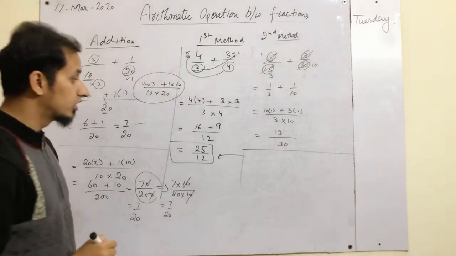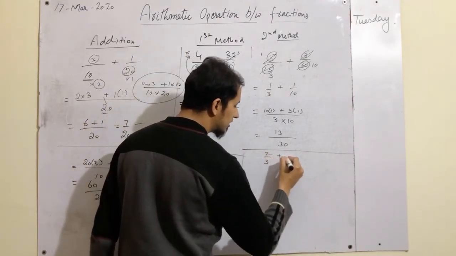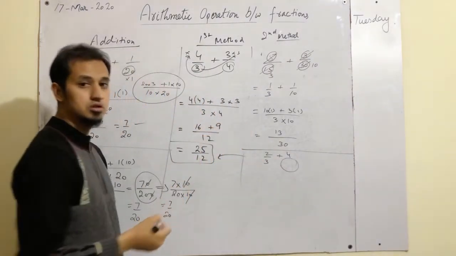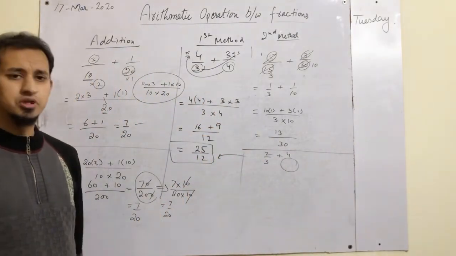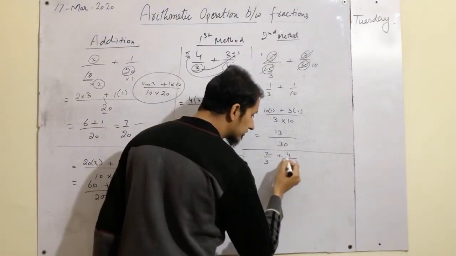Yes, one more type of fraction. If we have 2/3 plus 4. Now there is no denominator here. There is no denominator here. If there is no denominator under any number, then you have a denominator here which is equal to 1.